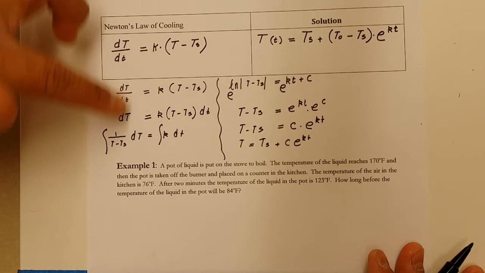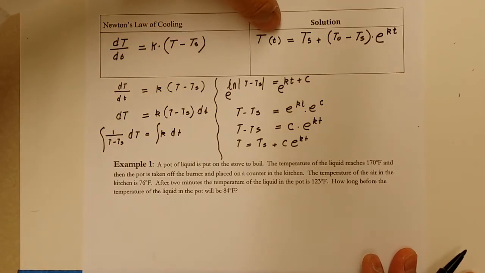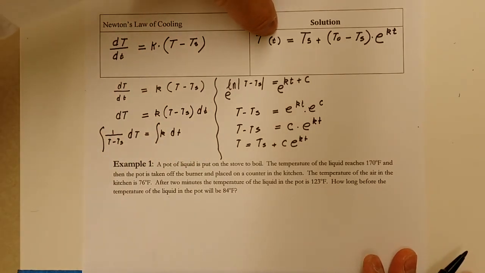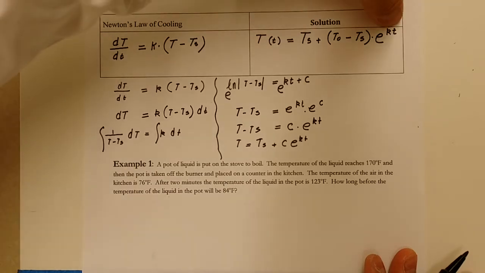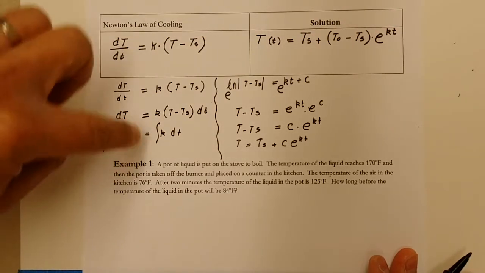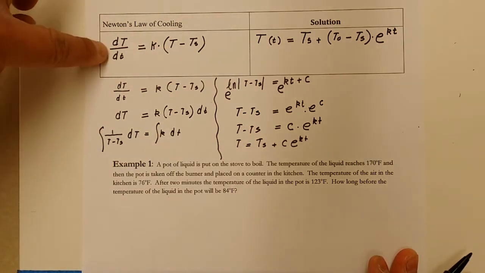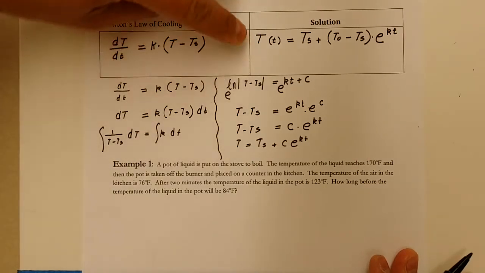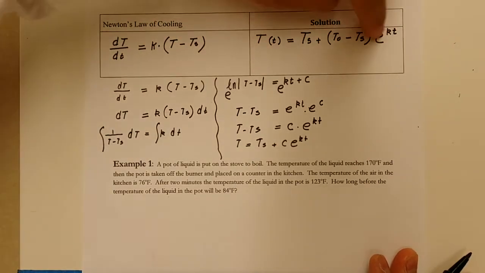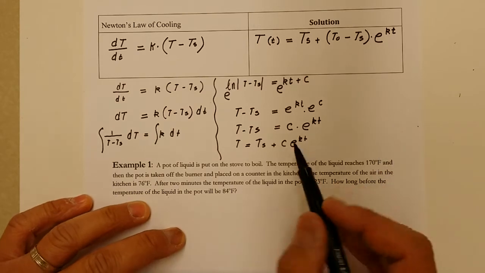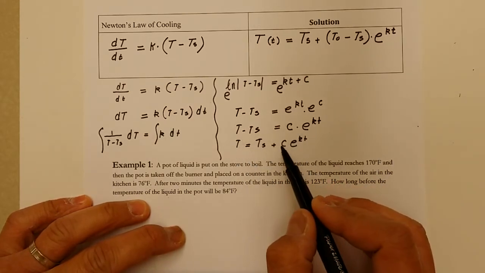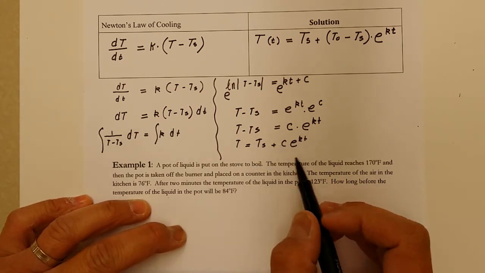By solving this differential equation, we can easily figure out the temperature of the object if we know time. So that's what we're doing. We're trying to figure out the solution to this differential equation to give us this formula. The next thing I do after I get to here is I plug in my condition.